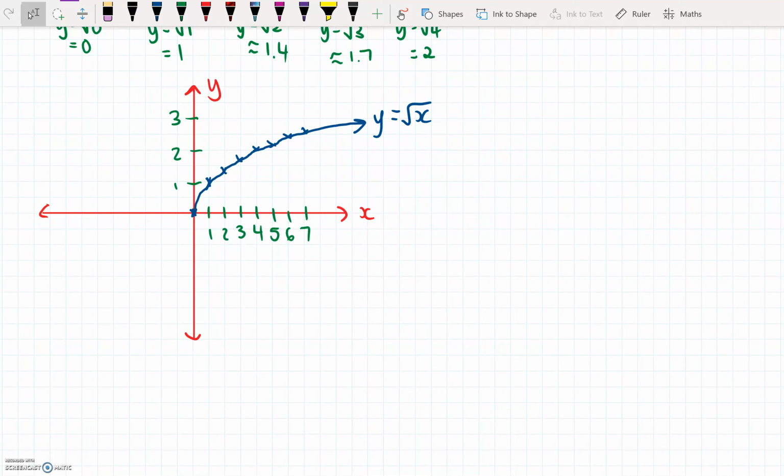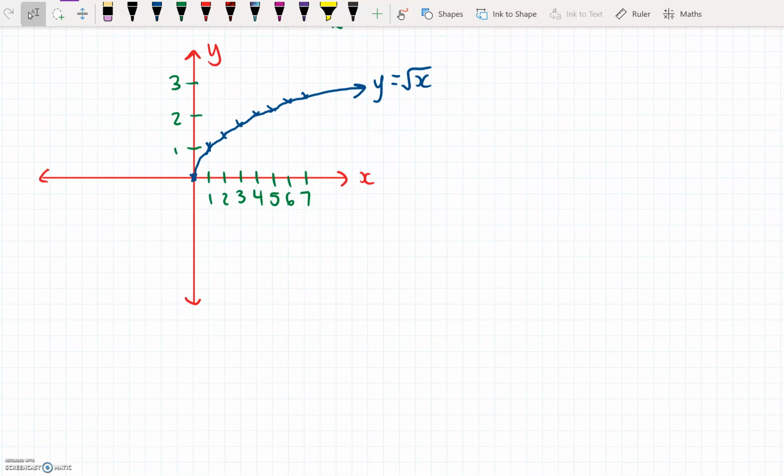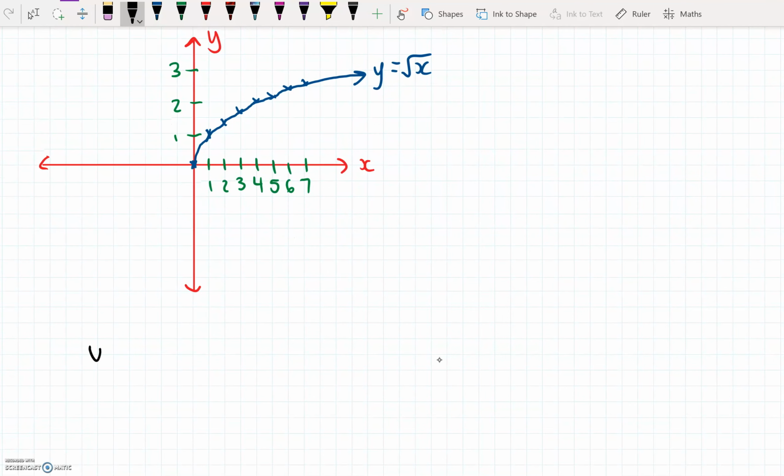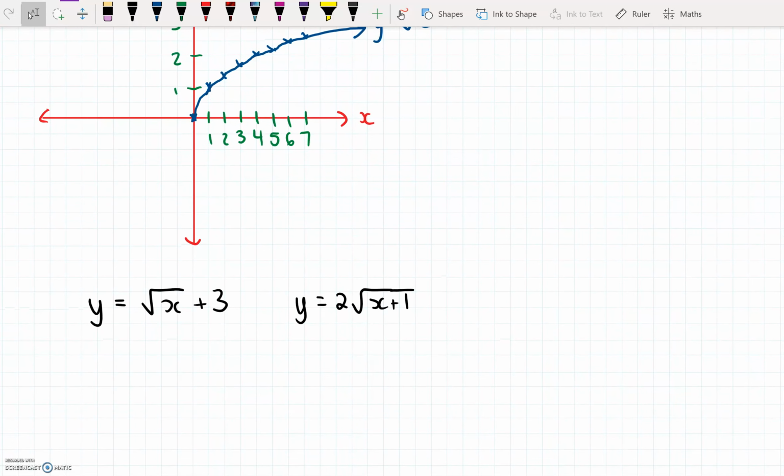Now these come in different ways, so we can have different forms of this function. It's not just going to be y equals square root of x. It could be something like y equals the square root of x plus 3. It could be y equals 2 times the square root of x plus 1. We can have y equals 3 square root x minus 2. Okay, we can have all kinds of things in here. All right, and these are square root functions.